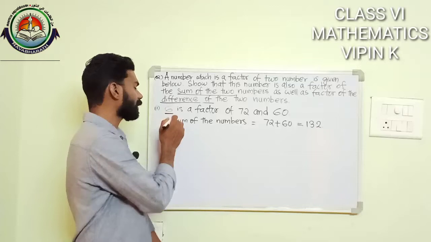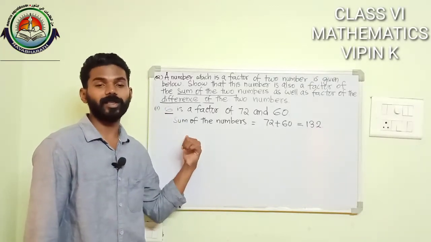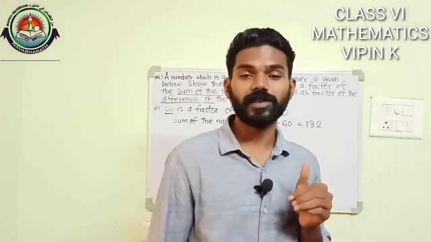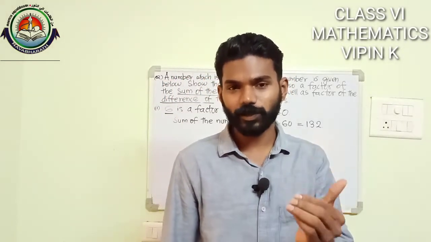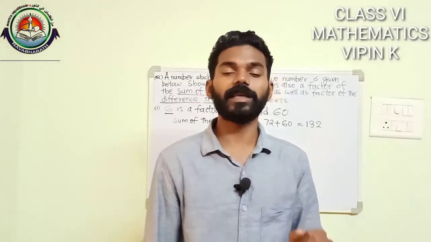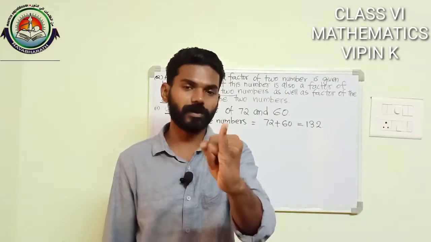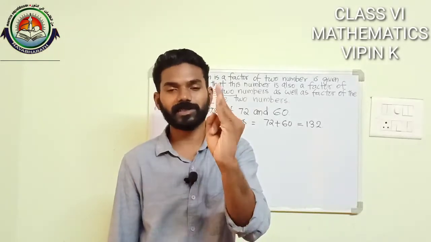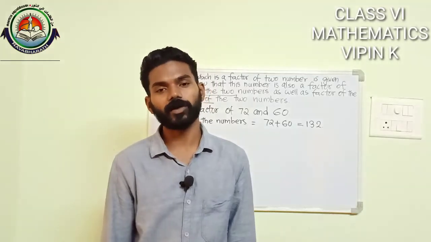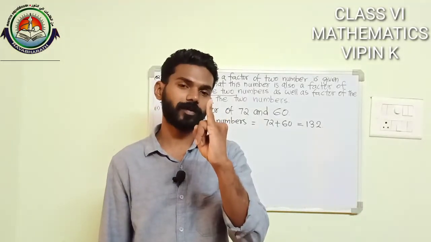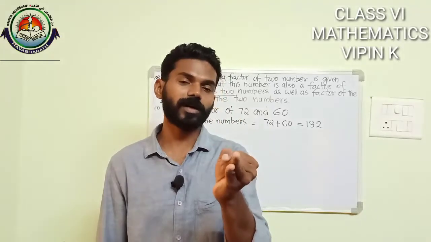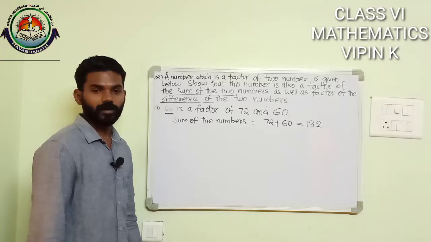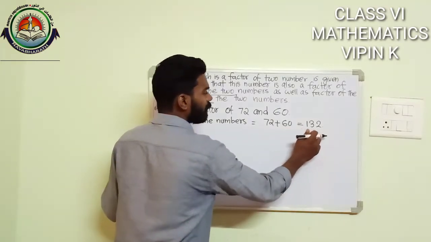So we need to consider the rule for divisibility by 6. For a number to be divisible by 6, first of all, it must be an even number. Then that number must be divisible by 3 also. If a number is divisible by 3 and it is an even number, then that number would be divisible by 6 also. Okay, so let's check.